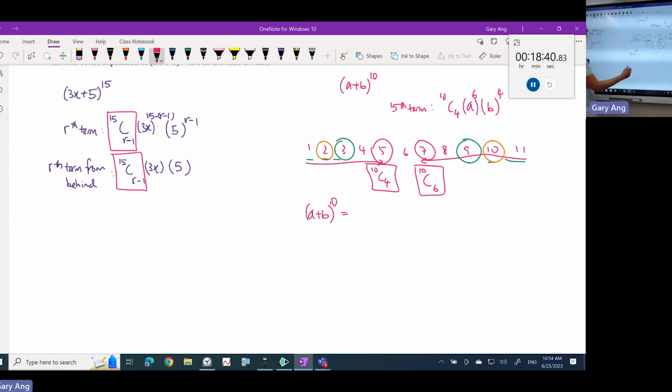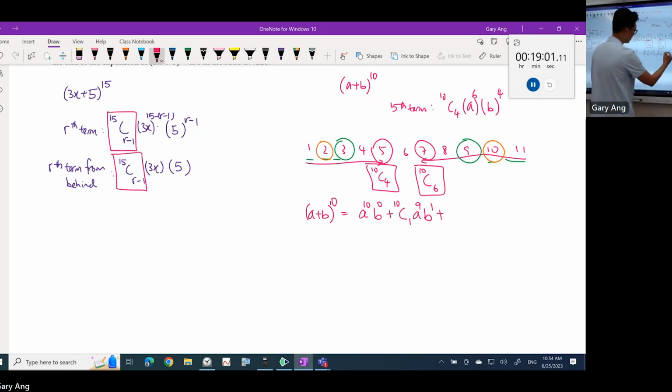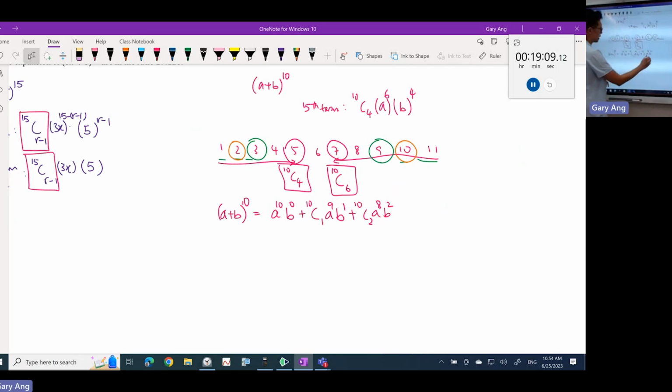First term is a power 10, b power 0. Correct? Second term is 10c1, a power 9, b power 1. Correct? Third term is 10c2, a power 8, b power 2. Make sense? Okay, we can go on, but we're not going to go on, right? Waste our life.